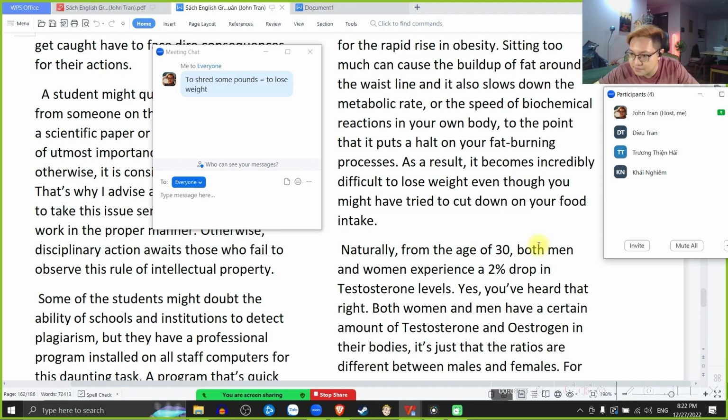Processes. As a noun, a two-syllable word usually stresses the first syllable; as a verb, a two-syllable word usually stresses the second syllable. Remember that one? Processes. So fat burning processes. As a result, it becomes incredibly difficult to lose weight even though you might have tried to cut down on your food intake.